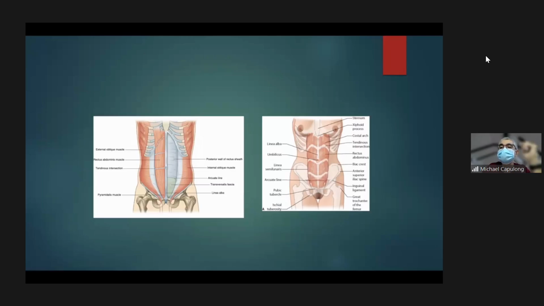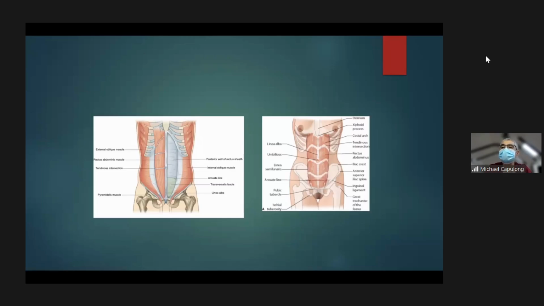It's an extension of your transversus thoracis muscle. So you see here, right? This is your transversus thoracis here. As it goes beyond the subcostal region, this now becomes your rectus abdominis muscle. So this is an extension of that. Now another anterior muscle is your pyramidalis muscle. This is a very, very small muscle here, at the end of your rectus abdominis muscle.